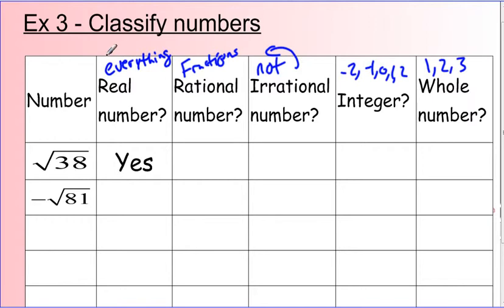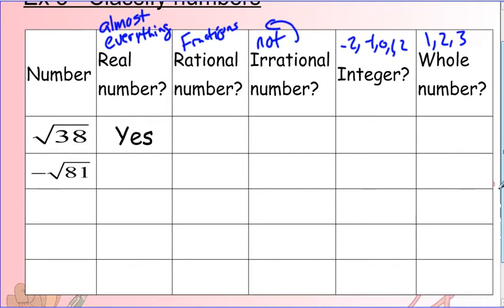Or I should say almost. As far as you're concerned, it's going to be everything. Every number you're going to see is a real number. Alright, so let's see. Square root of 38. Does that come out to a nice, pretty number? Is that one of our perfect squares?